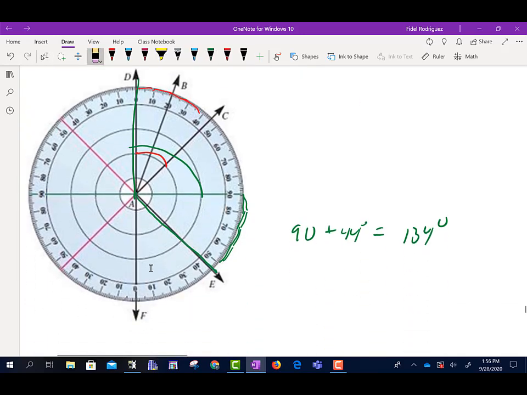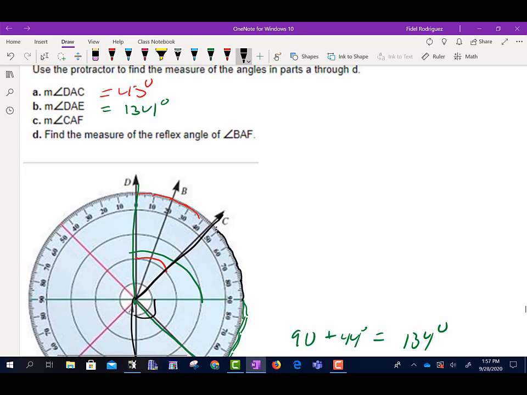CAF. Okay, so let me get my blue pen, or let's go with black. CAF. Okay. So again, I already know that from here to here is 90 degrees, so I'm just going to count 10, 20, 30, 40, 1, 2, 3, 4. I'm counting 4 again. So again, that looks to be also 134.